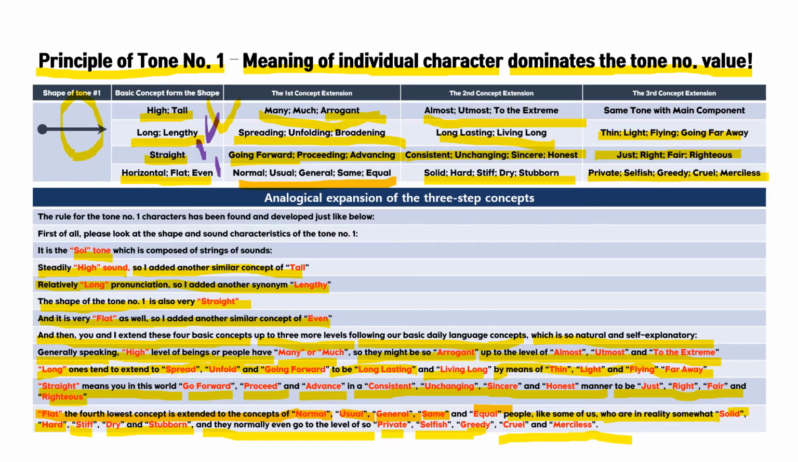So in this way, I could develop the conceptual values of the tone number 1. Simply speaking, the meaning of each individual character dominates the tone number value. Okay, I just hope you understand this conceptual development of analogical expansion of three-step concepts. For tone number 1, value, the principle of tone number 1.